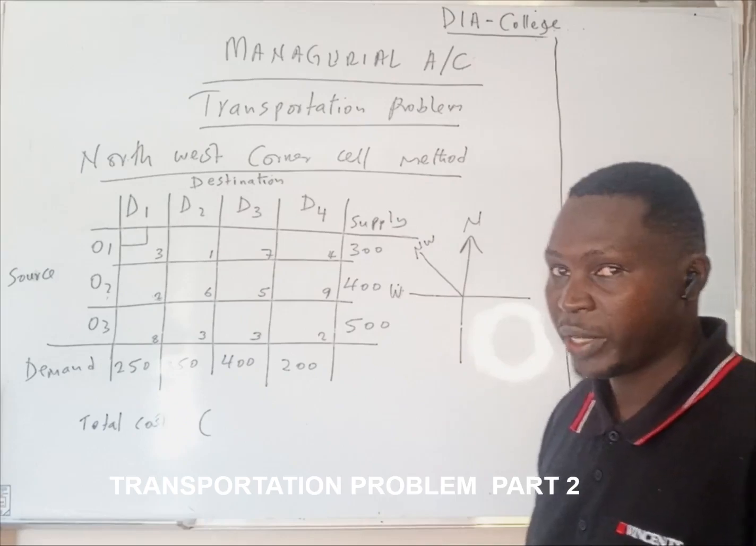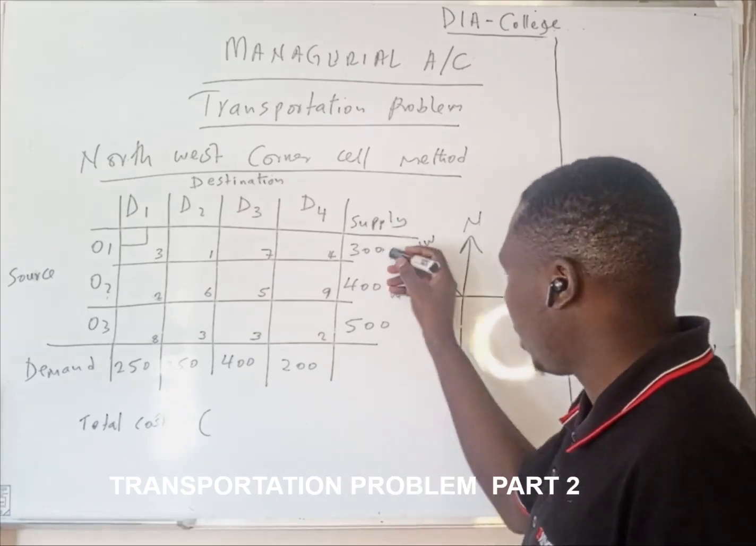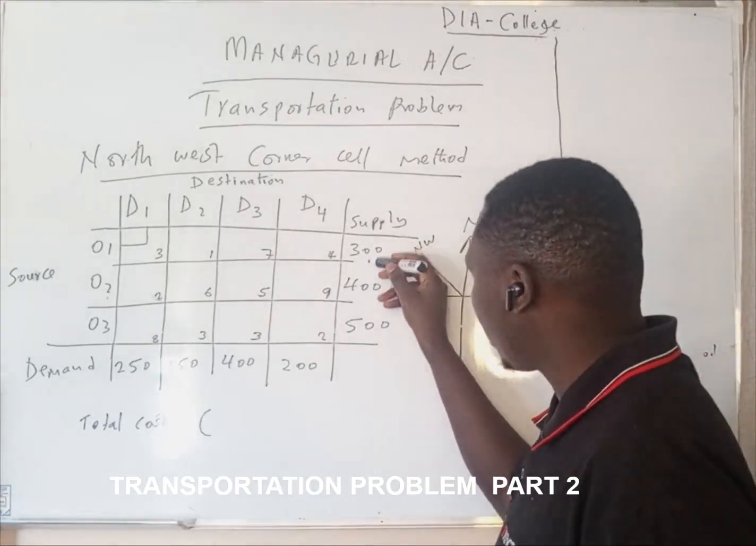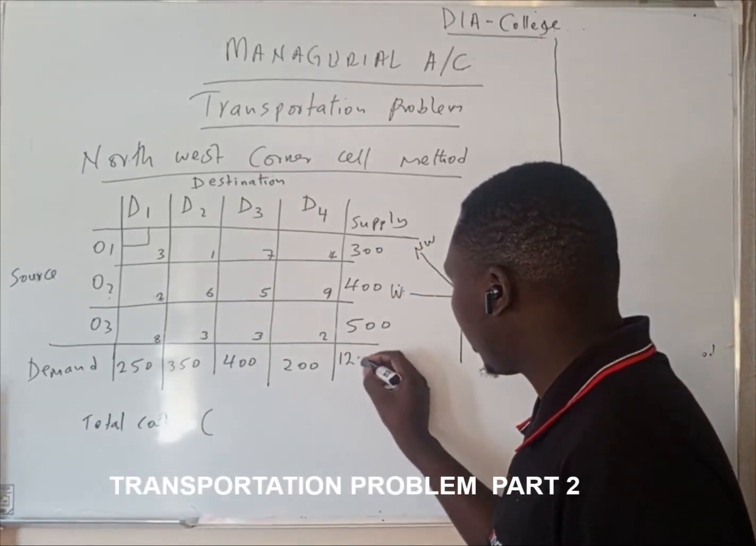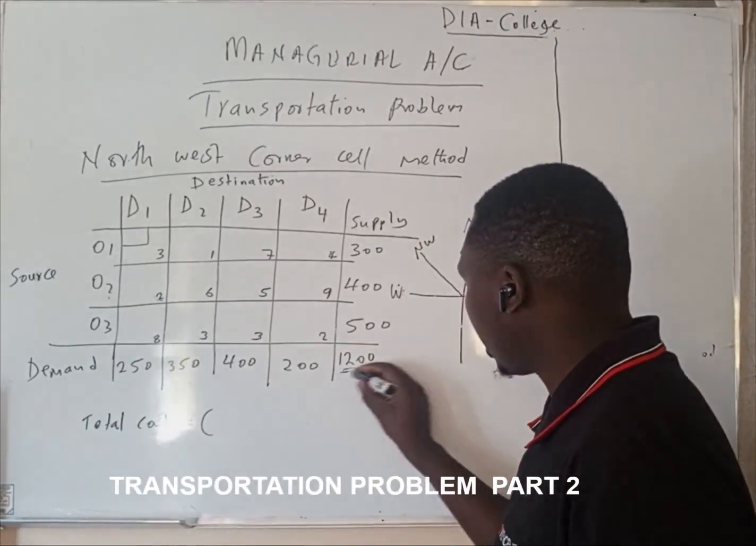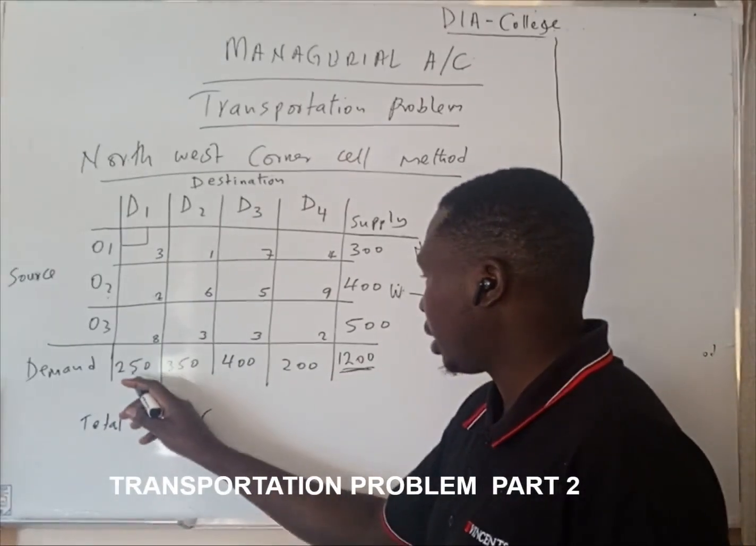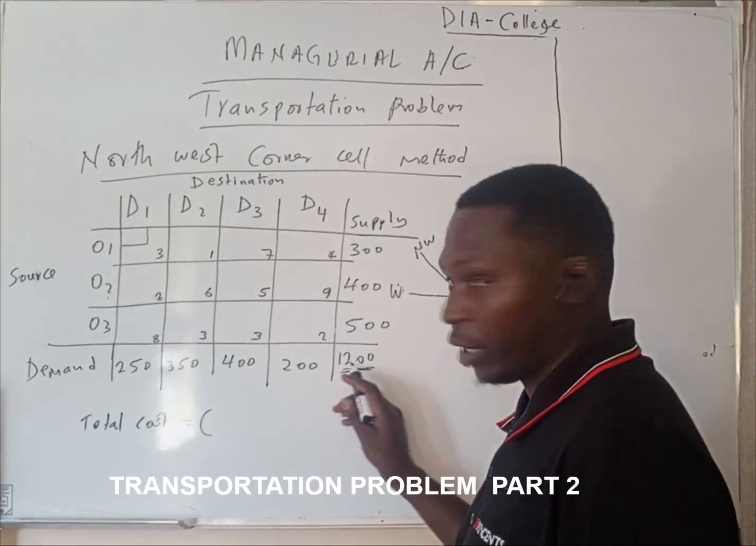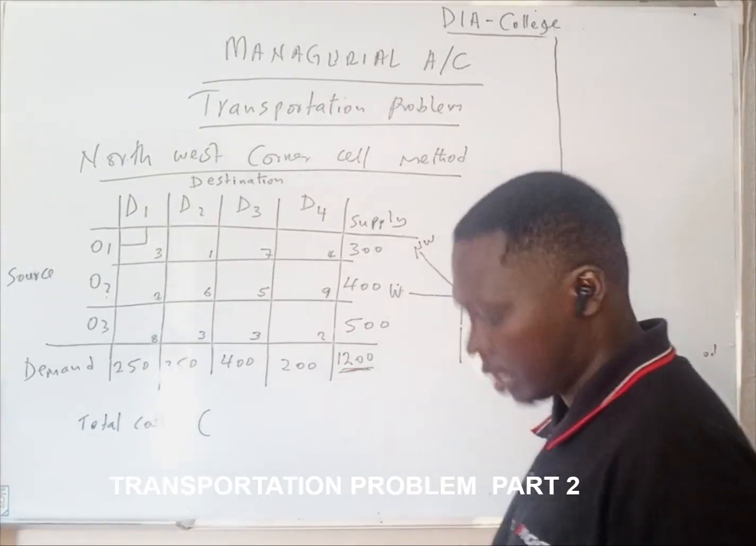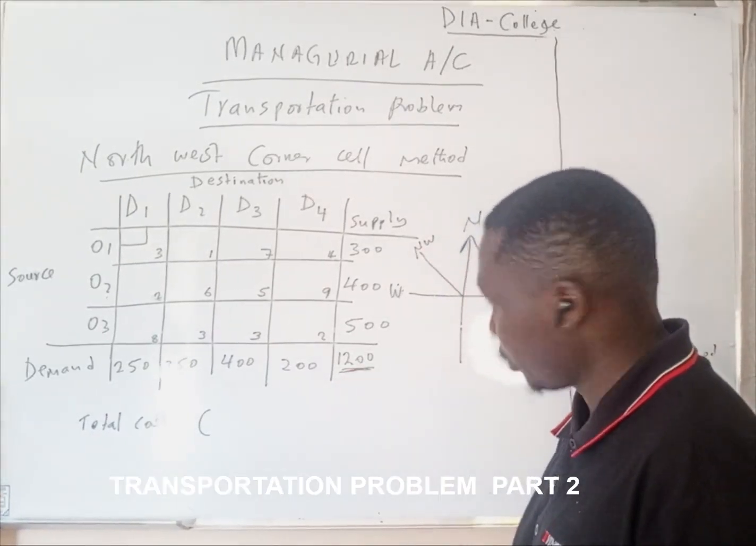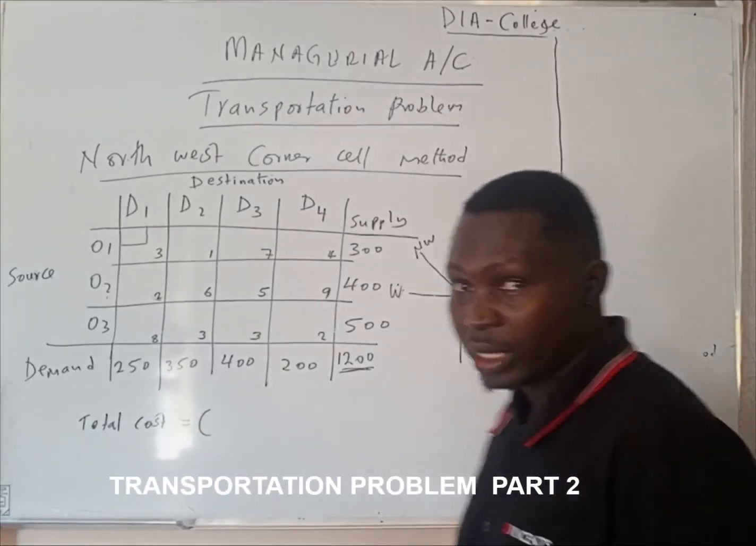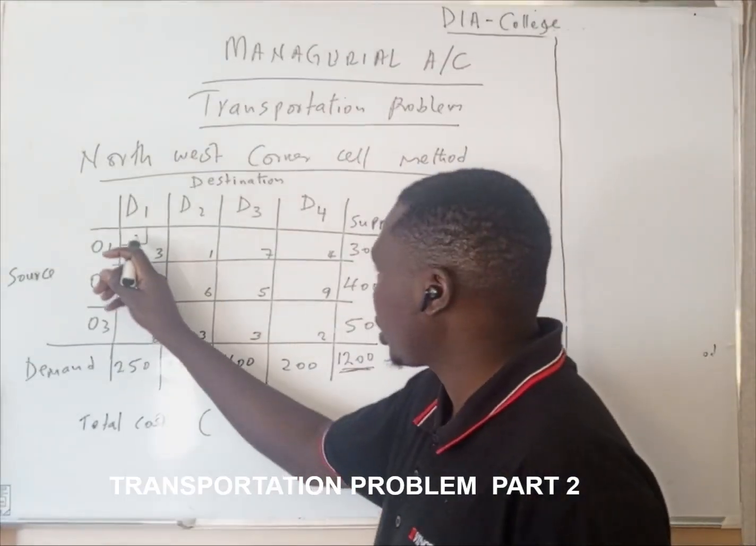Remember, in our previous video, we did balancing of the problem. You add the values to make sure that our problem is a balanced transportation problem. We add the values here. I've already added, and we have 1200 as our values. Now we start allocating the first cell, which is in the northwest corner.